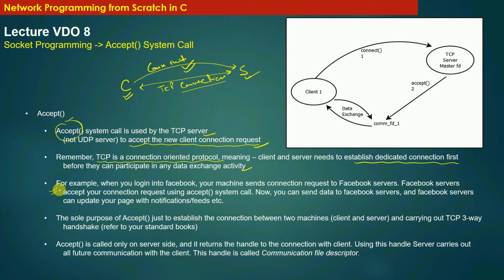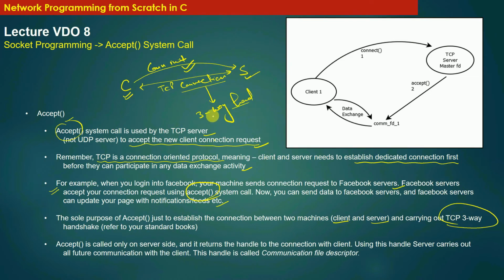Let us say, for example, when you log in to Facebook, your machine sends a connection initiation request to Facebook servers. Facebook servers accept your connection request using the accept system call. Now, you can send data to Facebook servers and Facebook servers can update your page with notifications and feeds. So the sole purpose of the accept system call is just to establish the connection between the two machines, that is, client machine and server machine. And it is done by carrying out the TCP three-way handshake. So a TCP connection is established by using the three-way handshake protocol.